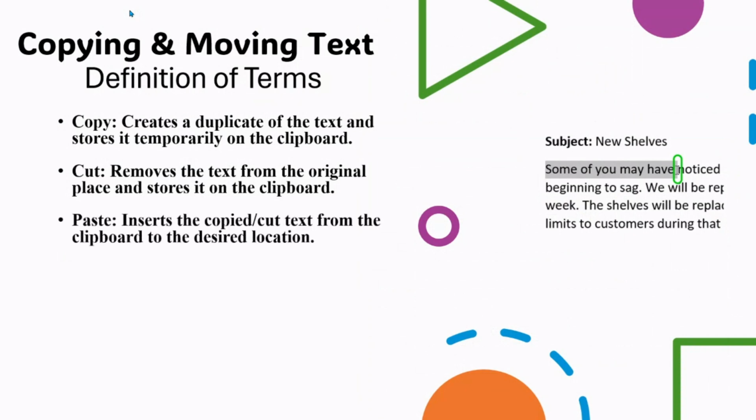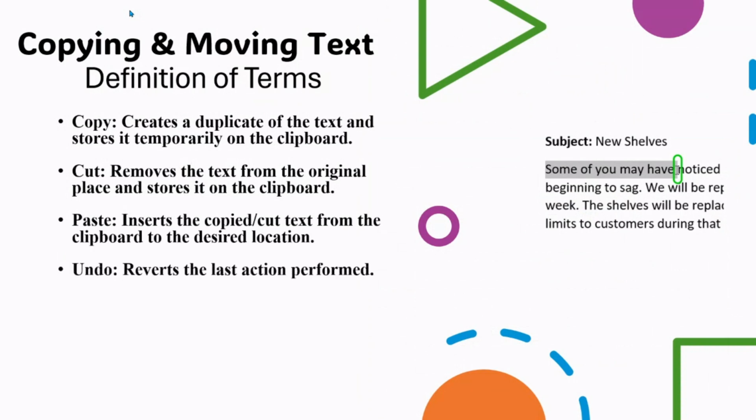Right. Paste. So when we're pasting, we're basically inserting the copied or the cut text from the clipboard to the desired location. So you realize when we copy text, it would have gone to the clipboard. When we cut text, it would have gone to the clipboard. So now when we're pasting text, we're basically inserting it from the clipboard to wherever in the document we want it.